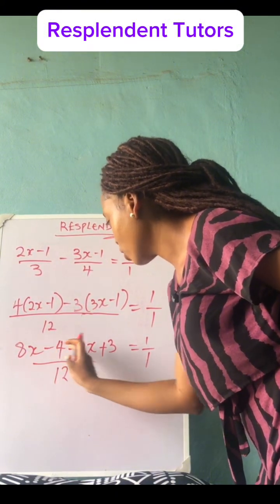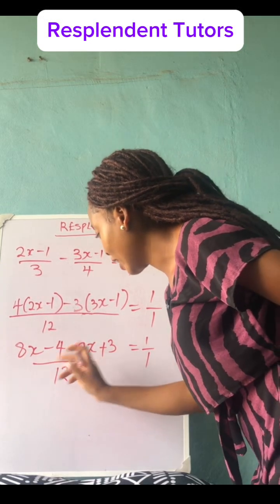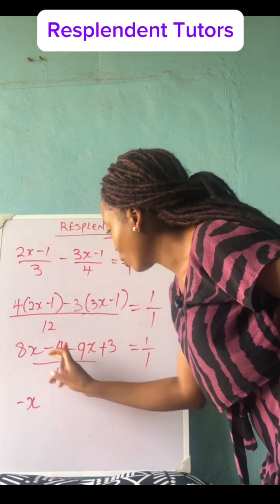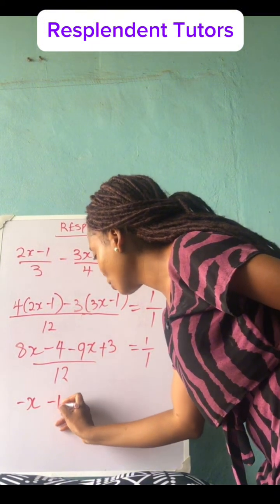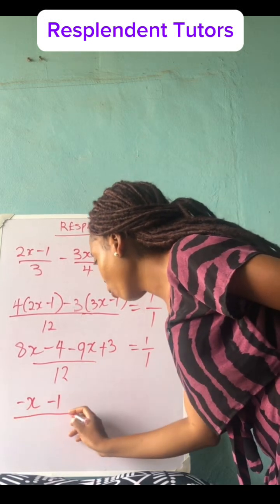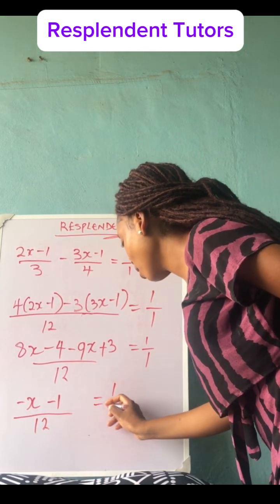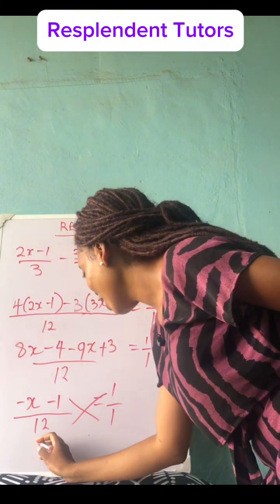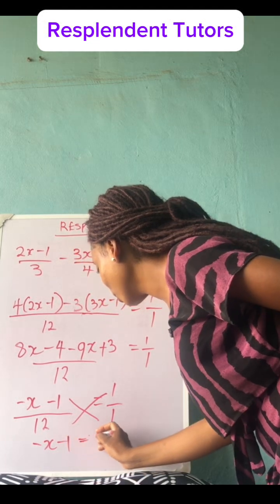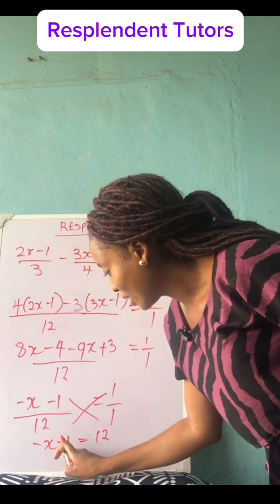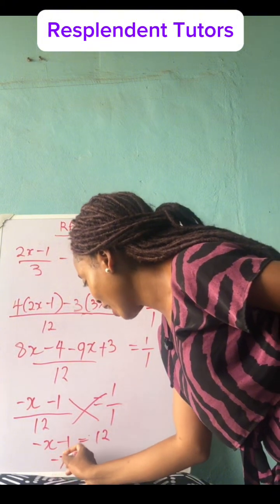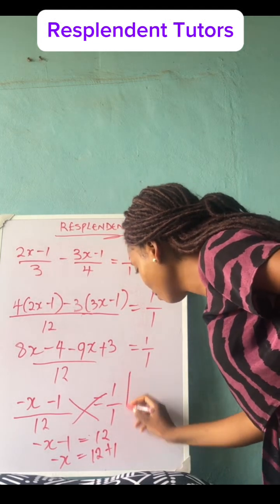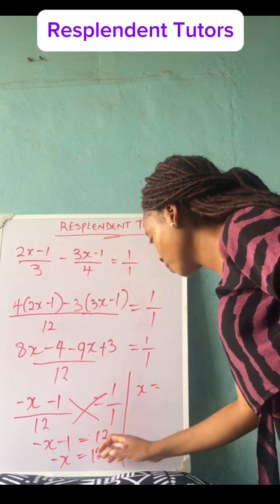So 8x, what we're going to do is collect like terms at the top. 8x minus 9x will give us minus x, because 9x is bigger and it has a minus sign. Minus 4 plus 3 will give us minus 1, because minus 4 is bigger. And then this is over 12 equal to 1/1. We've gotten to a point where we can cross multiply, what we did before. So we'll cross multiply, and then we have minus x minus 1 equal to 12. And when we take minus 1 to the other side by collecting like terms, we have minus x equal to 12 plus 1, so minus x equal to 13.